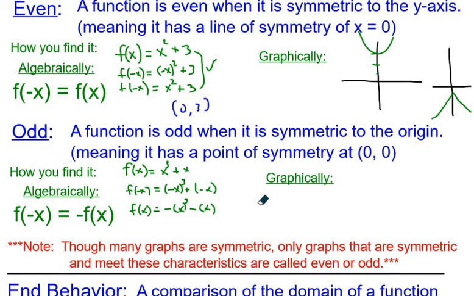And so what does that look like in a graph? This is what really matters. If you're concerned, well, there's a lot of algebra going on there, what really matters is you have symmetry to the origin, right?